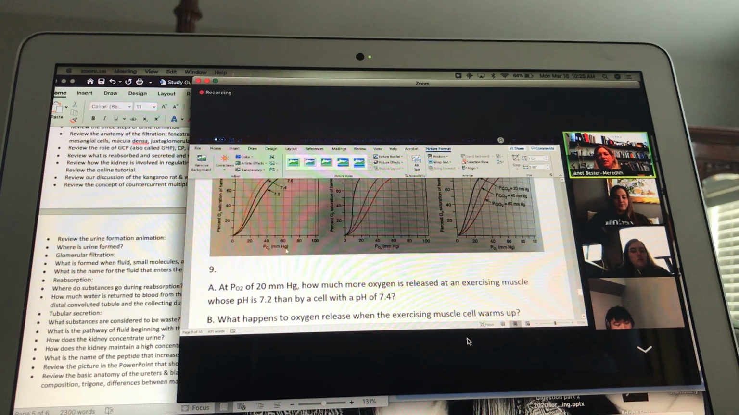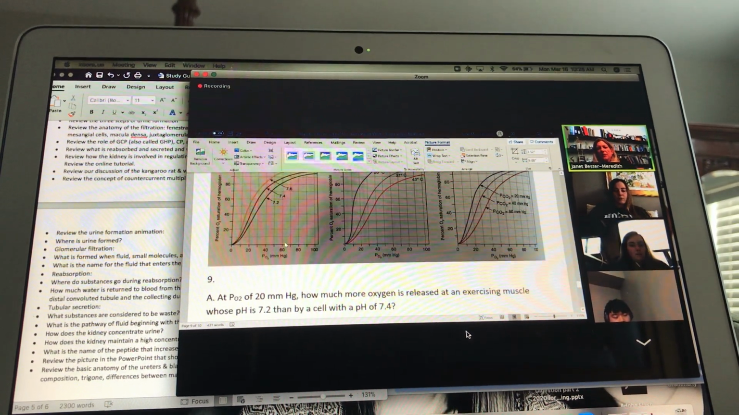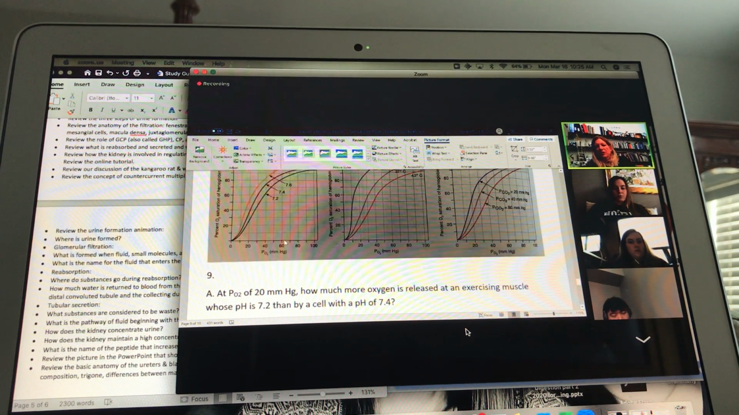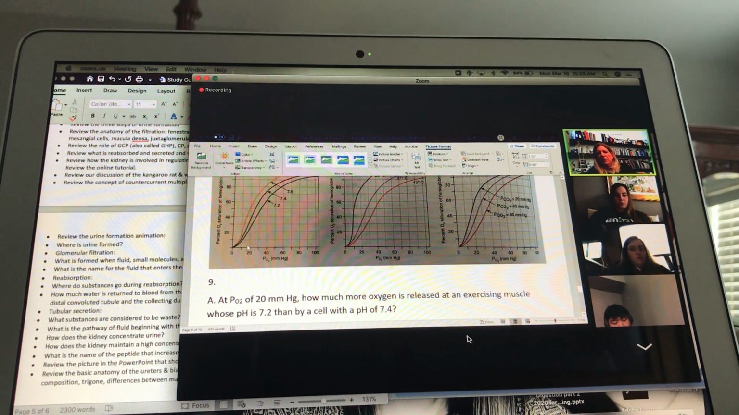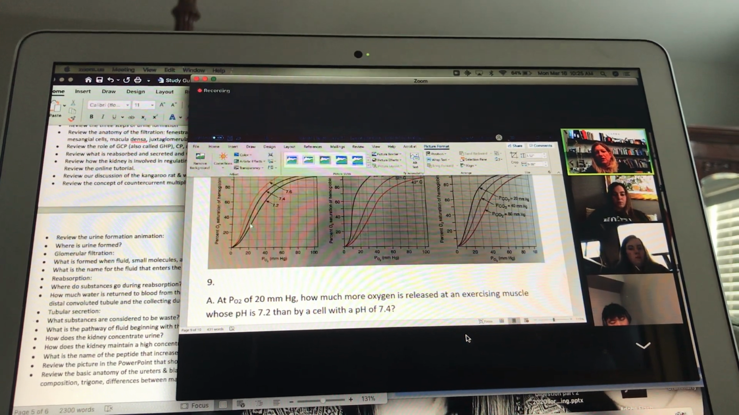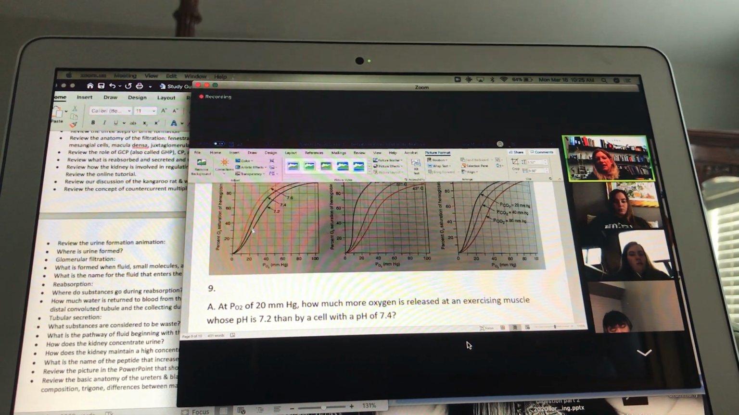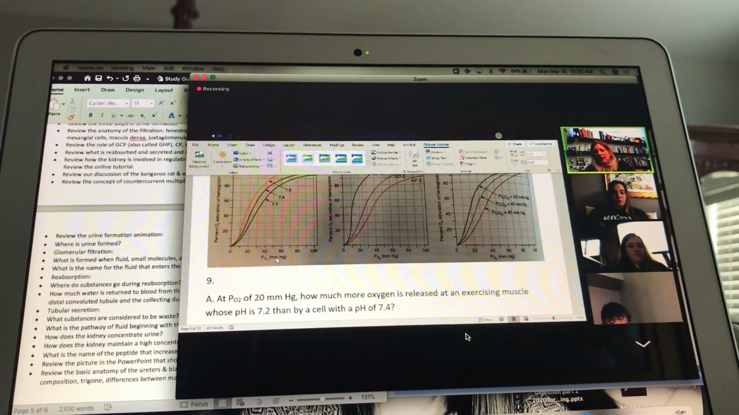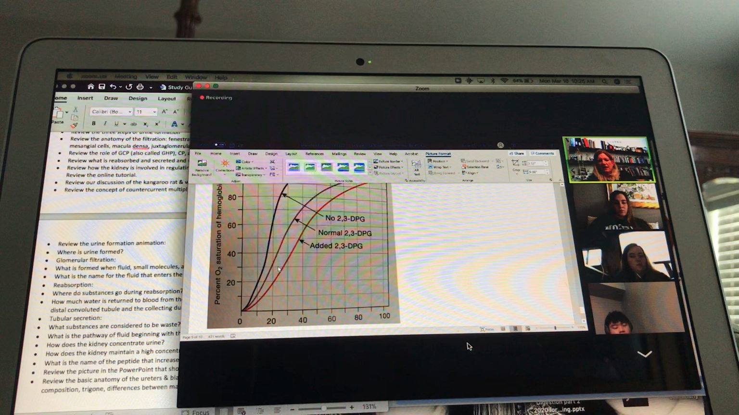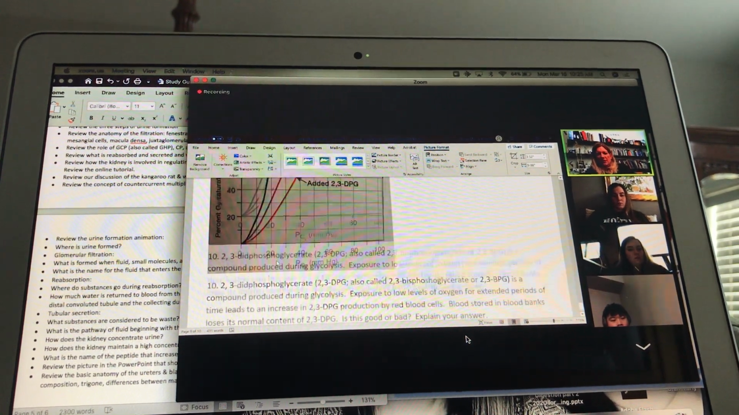So this problem here is just having you look at the graph. This first problem is just having you interpret the graph. So it's just looking at a partial pressure of oxygen of 20 and having you compare the 7.2 line with the 7.4 line. And so you can come up with the percentages and subtract them. I don't think that is tricky. But the trickier ones, I think, were like this one, where you had to think about the DPG.